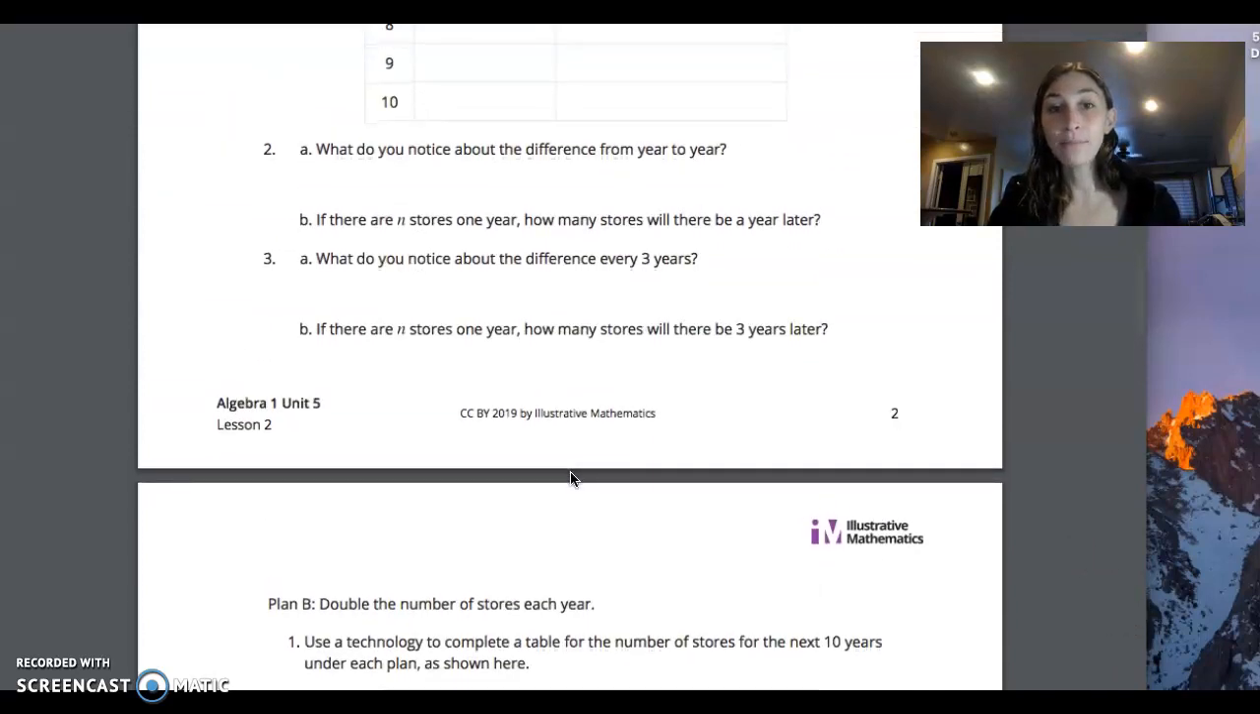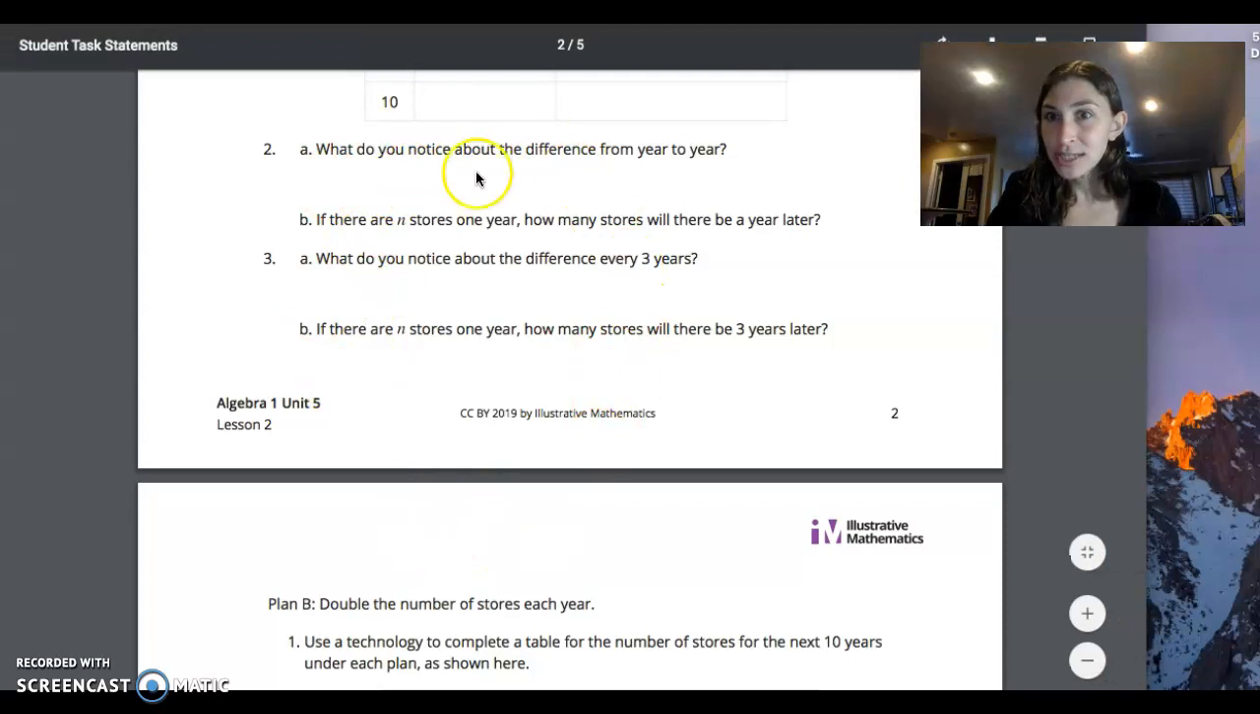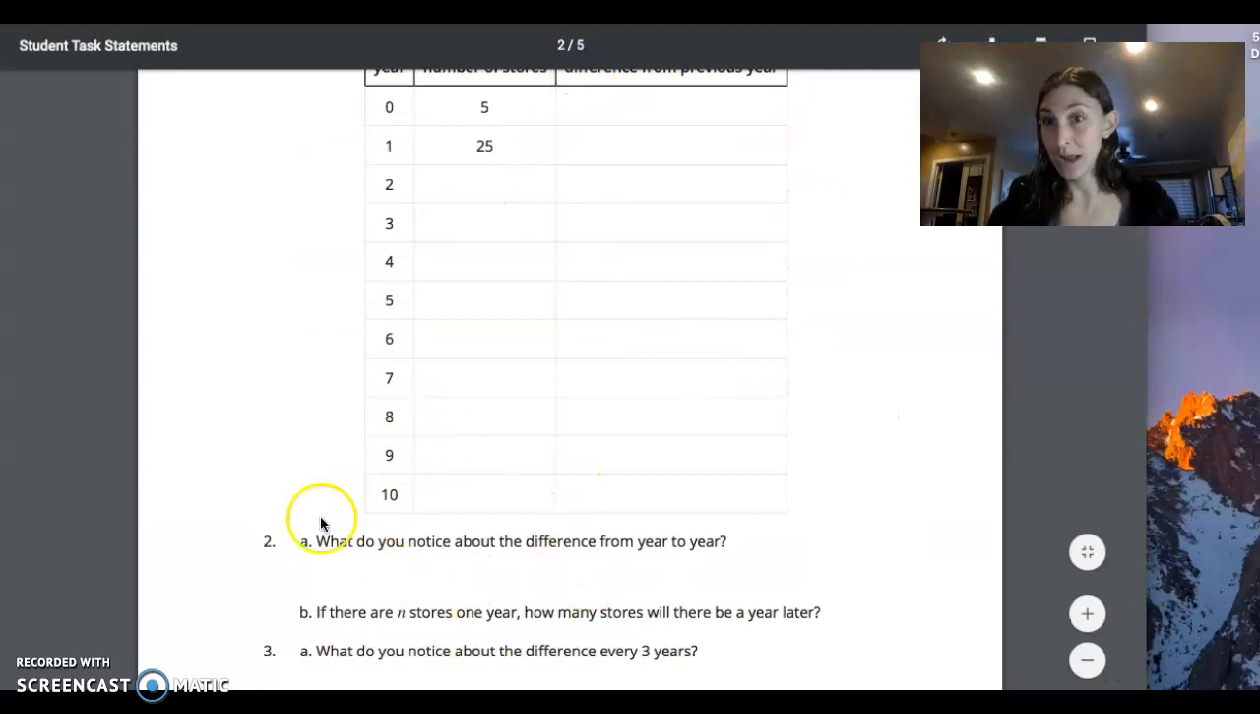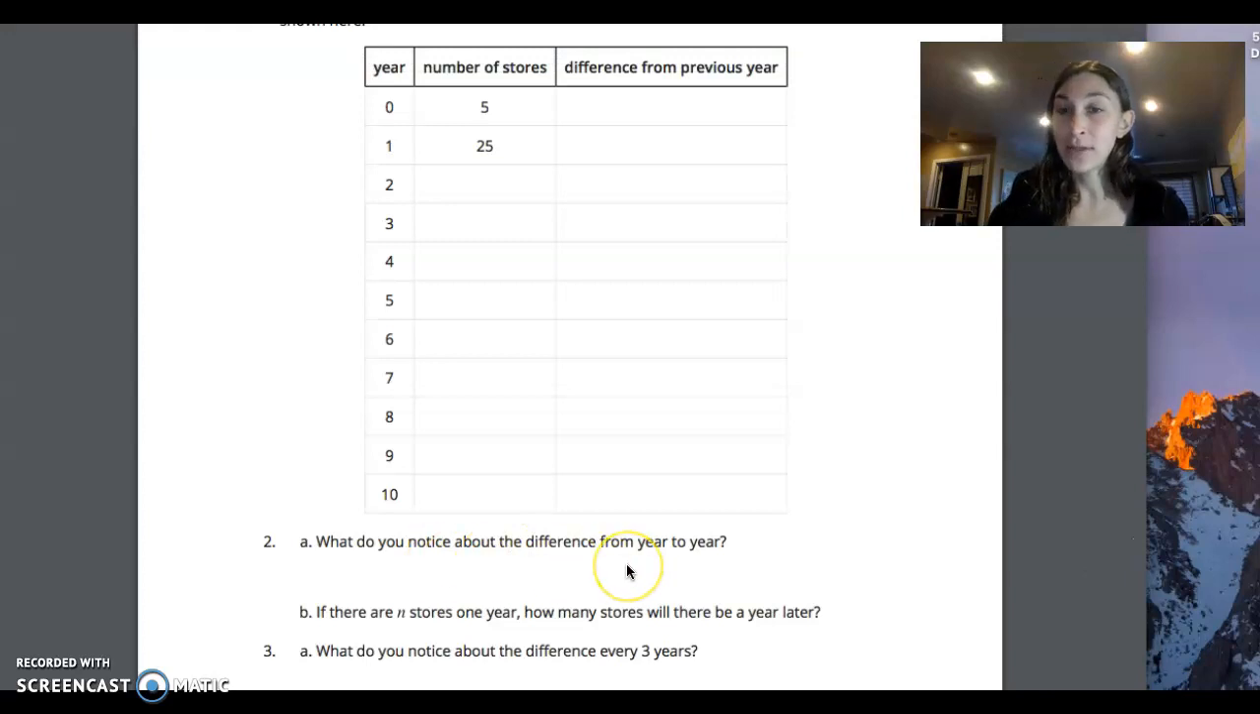So I asked students to try the questions underneath, just because it was a shorter period. But basically, after they came up with the tables, most of these questions were answered in group discussion. Like, what do you notice about the difference? So students were able to share with the class.